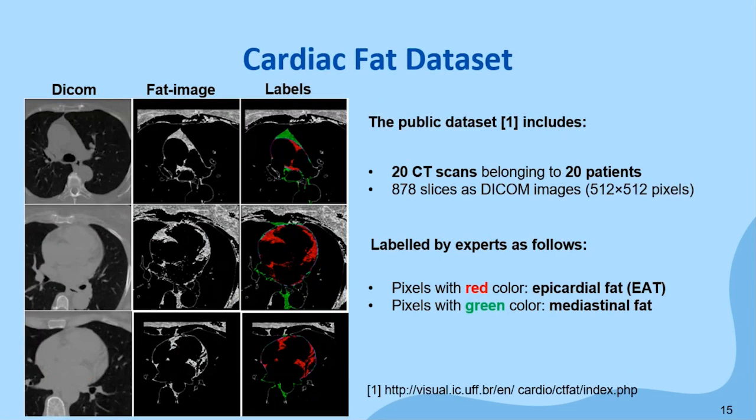The other dataset, which will be used to train the model, is a public dataset available online from Rio de Janeiro, containing 20 CT scans of the heart belonging to 20 patients, with a total of 878 slices in DICOM format with a size of 512 pixels. In this case, a group of doctors and specialists manually segmented the epicardial tissue in red and the mediastinal fat in green, as you can also see from the image.